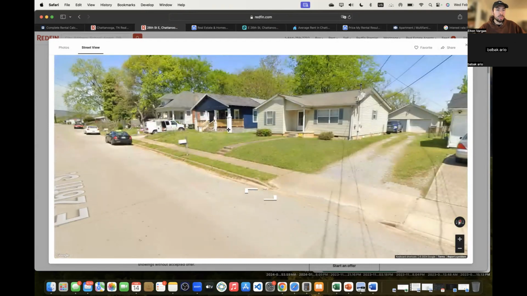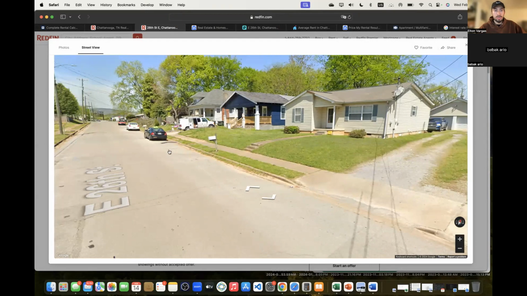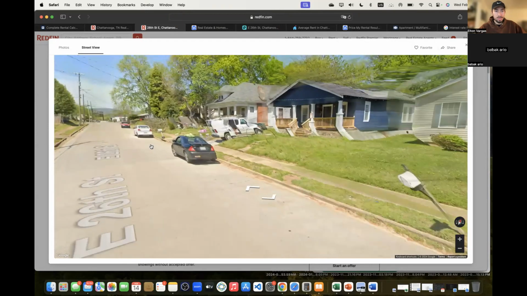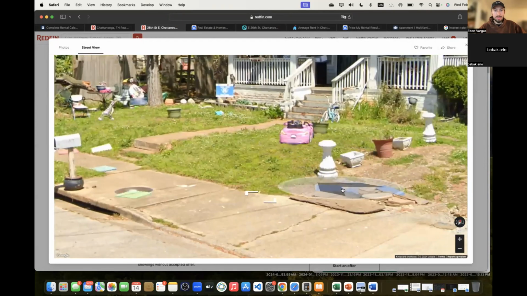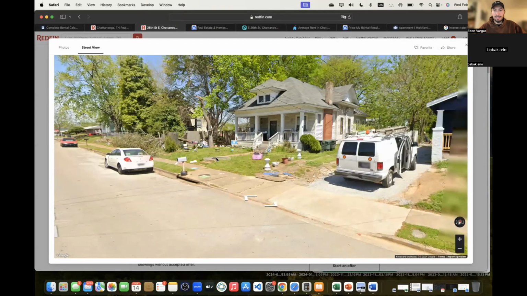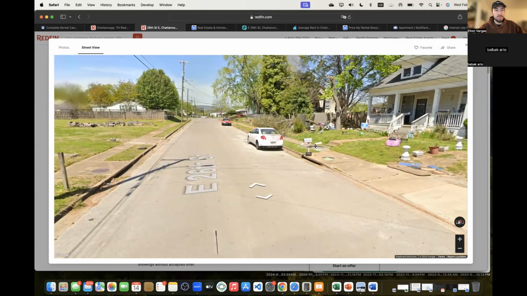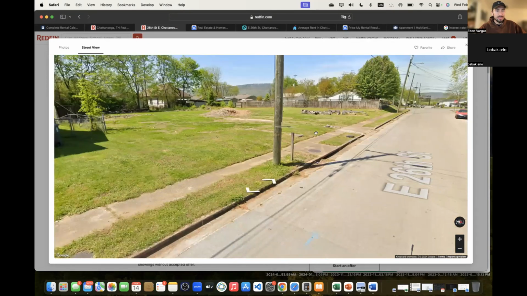So we have this one right over here, where again the neighborhood is really great, and it looks like there's kids over here as well. There's that hot pink hot car, a Hot Wheel, on the driveway or on the grass. Somebody needs to check on that.